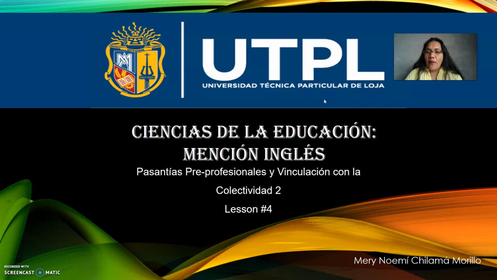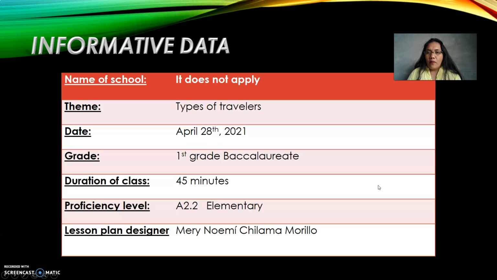I am going to talk about Pasantías Preprofesionales 2. Lesson plan number 4. The topic for this class is types of travelers. This lesson plan was designed for students of first grade baccalaureate. Duration of class: 45 minutes. Proficiency level: A2.2 elementary.